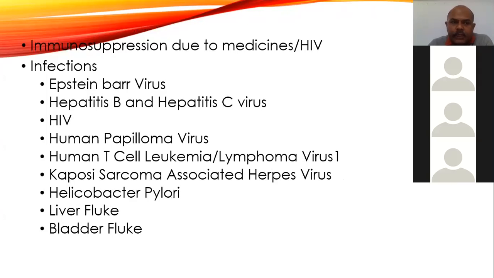Immunosuppression due to medicines or HIV infection. Certain infections like Epstein-Barr virus will cause nasopharyngeal cancer and lymphoma. Hepatitis B infection can cause liver cancer, even hepatitis C virus. HIV can cause several cancers like cervical cancer, anal cancer, Kaposi sarcoma. Human papillomavirus, I'll come into more detail about that. It's a very important cancer-causing virus, which is preventable, not totally, but to a great extent by vaccination.